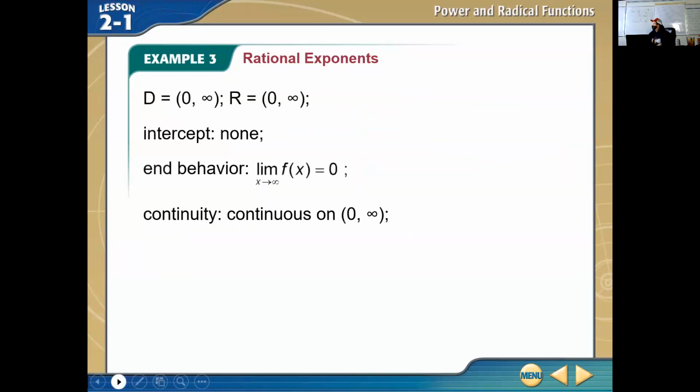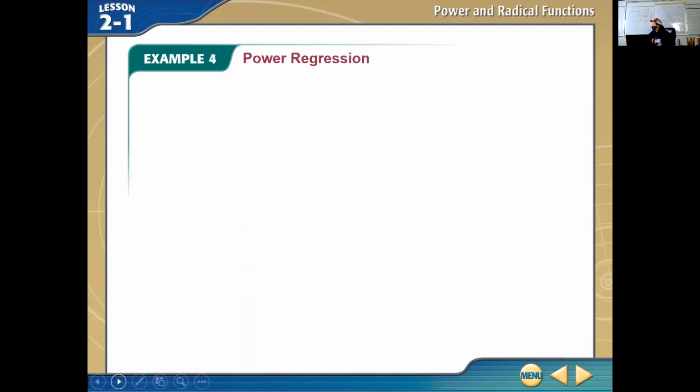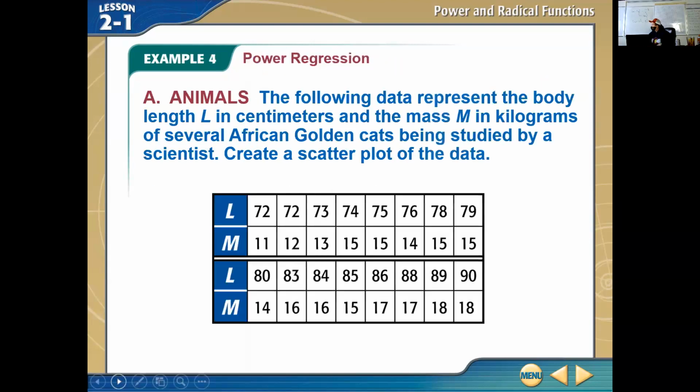We're not going to look at that one. That's because we got to talk about a power regression. Okay. Power regressions. Okay. So to create a scatter plot is just dots on an XY plane.